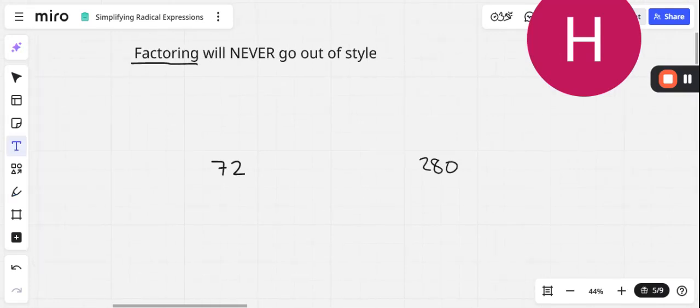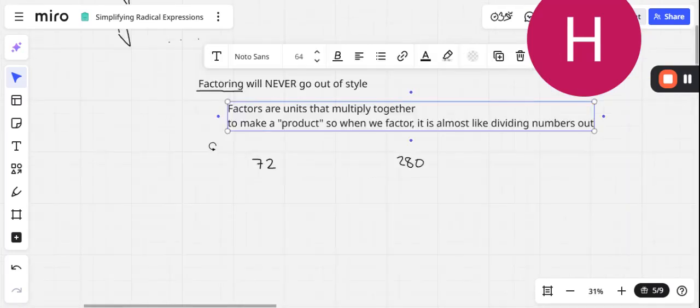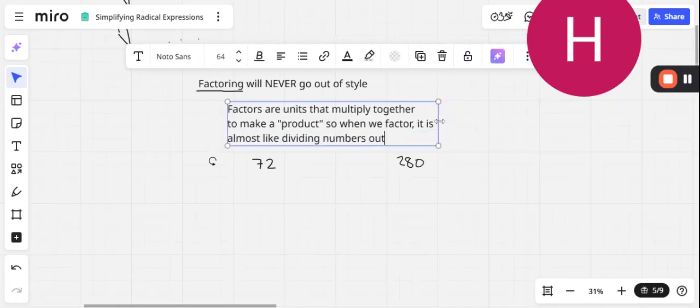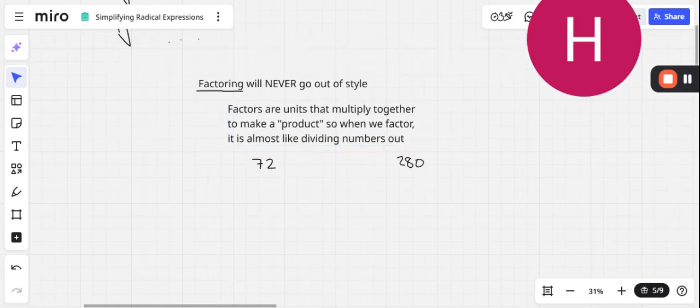So let's just remind ourselves, what is factoring? Let's condense this a little bit though. It's a little long. So factors, what are factors? Factors are units that multiply together to make something called a product. So like two numbers that multiply together, those are factors, and the result is called a product. So when we factor things, we're almost reversing the process of multiplication. It's kind of like we're dividing the numbers out.